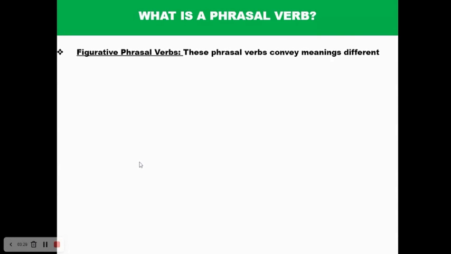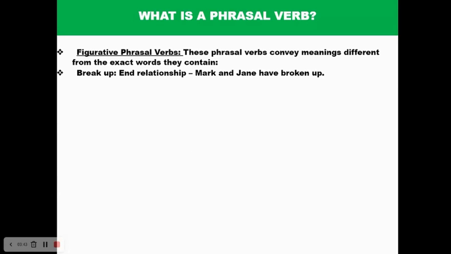The next one is figurative phrasal verbs. These phrasal verbs convey meanings that are different from the meanings of the exact words they contain. Let's look at some examples. Break up. Now, the phrasal verb break up is made up of break and up. And then the meaning here is to end a relationship. Mark and Jane have broken up. The meaning is different from the meaning of break and up.